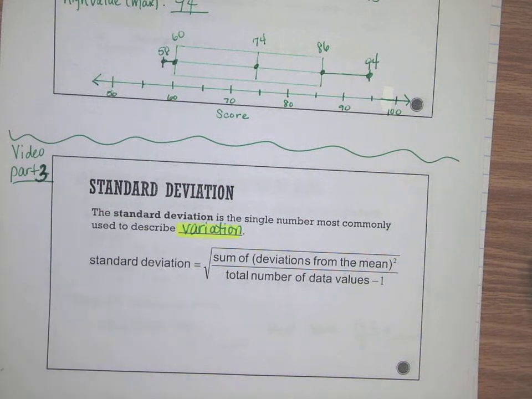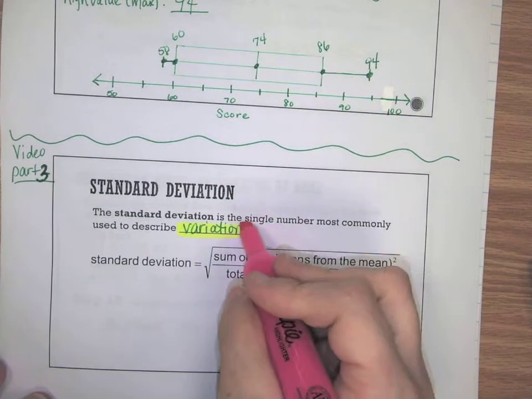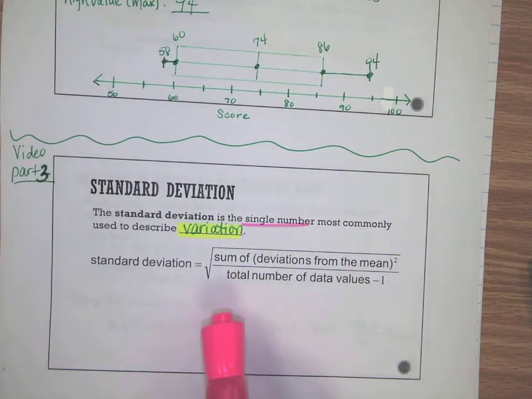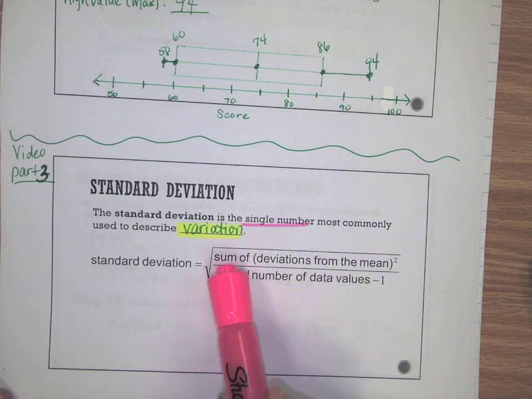And so we saw in the previous section that you can use a 5-number summary to describe 5 numbers about the data, but statisticians, people that deal with statistics, often want just a single number to describe the variation. And so that's what we're going to do here with the standard deviation. It is that single number that's most commonly used to describe the variation. Okay. All right, so the standard deviation is found by following these steps.